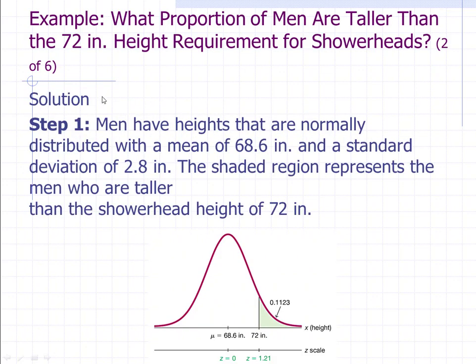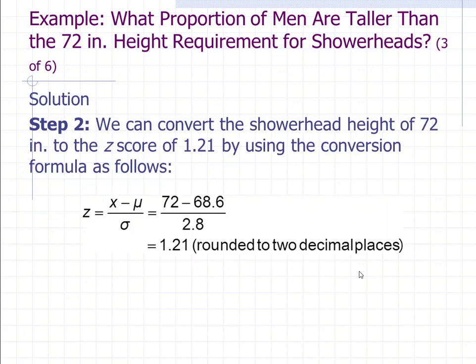So how are we going to find the proportion? Well, the first good idea is to draw a picture. And we know the mean is 68.6 inches and the standard deviation is 2.8 inches. So we're looking at how far 72 inches is above our mean, but we're looking for it in standard deviation units. And you kind of see the answer here, but since we're looking for men who are taller, we are looking for the area to the right.